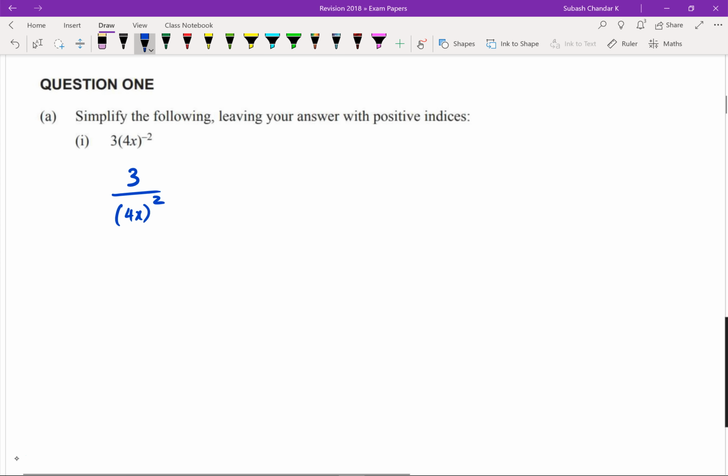So when you do that, you're going to end up with 3. 4 squared is 16. And then x squared, that's just going to be x squared as is. So a nice easy question to start the paper with. And this gets you an achieved.